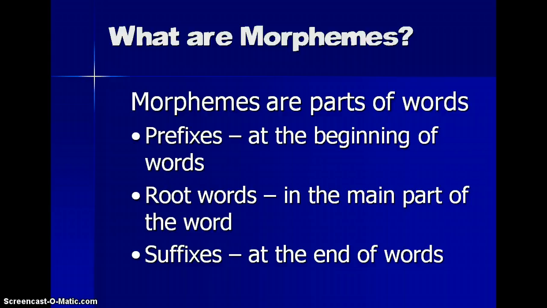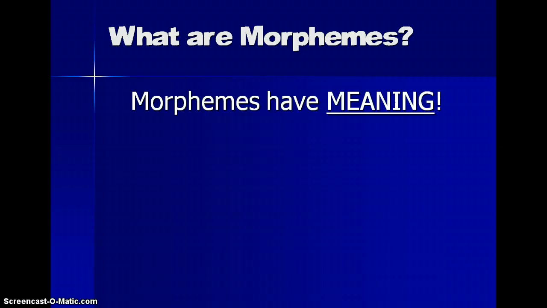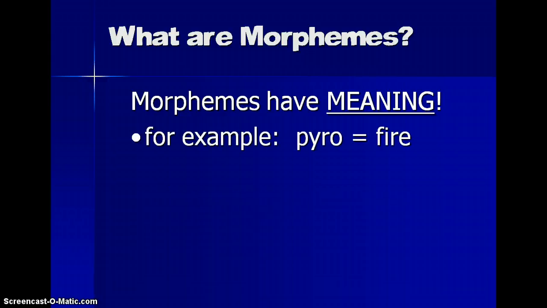In fact, instead of saying we have a prefixes, root words, and suffixes test, we just say there's a morphemes test. It just makes it a little bit easier. So what are they again? They're parts that have meaning. Morphemes have meaning. For example, pyro meaning fire.